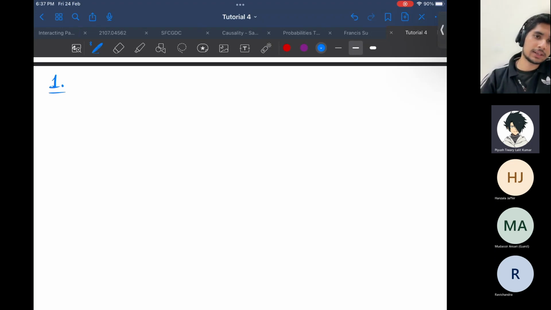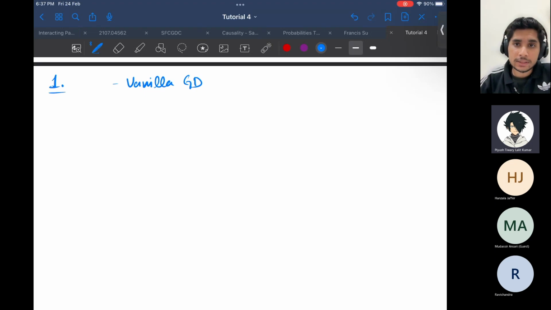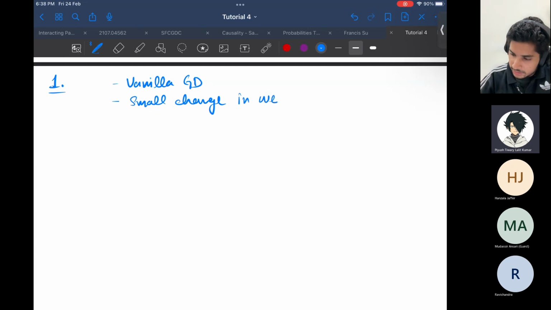The first question says that we are training a neural network using a normal gradient descent algorithm. So it is a vanilla gradient descent. We observe that the change in weights is small in successive iterations. Small change in weights. What are the possible causes for the following phenomenon?